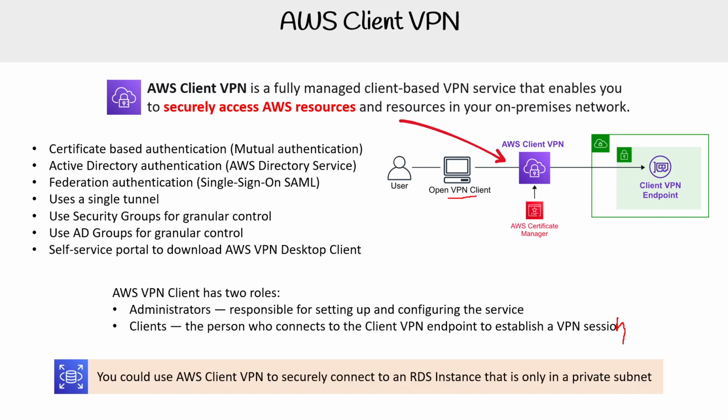You could use the AWS Client VPN to securely connect to an RDS instance that is only in a private subnet. That would be a really good use case for using a client VPN, because if you didn't, what you'd have to do to connect to, let's say, an RDS in a private subnet is you'd have to actually spin up another EC2 instance in a public subnet, and then you'd have to then connect to it or whatever. But anyway, I just want to make the point that using AWS Client VPN is great for that use case there.